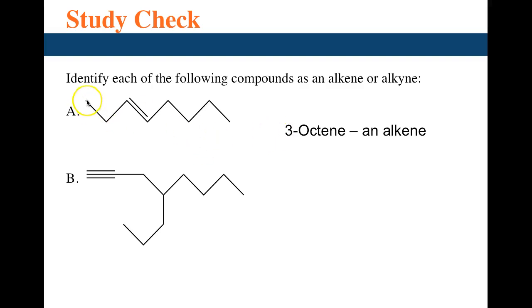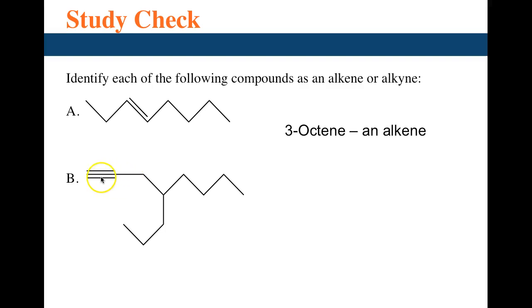So if you look at the parent continuous chain, again, you want to make sure that the double bond has the lowest location number. So 1, 2, 3, 4, 5, 6, 7, 8. So it's octene. The double bond is at the 3rd carbon. The beginning of the double bond is the location number. So it's 3-octene.